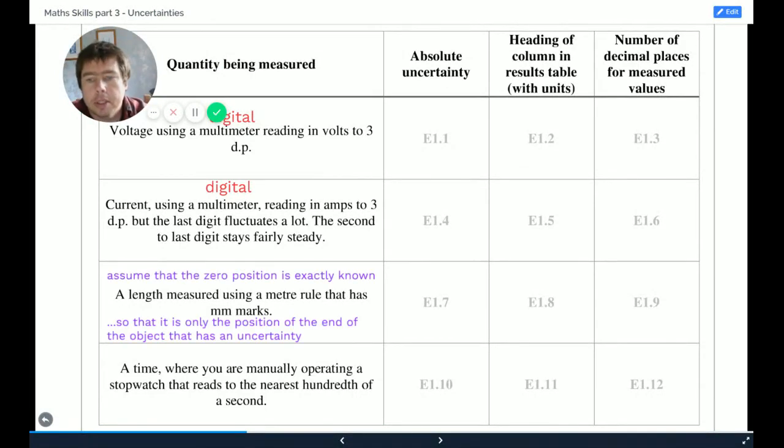For the length measurement, we're going to assume the zero position is exactly known, so that only the position at the end of the object has an uncertainty. So this is about the needle pointing to the nearest scale division, so plus or minus half a scale division here. And then your judgment on human reaction time for this bottom row in the table.